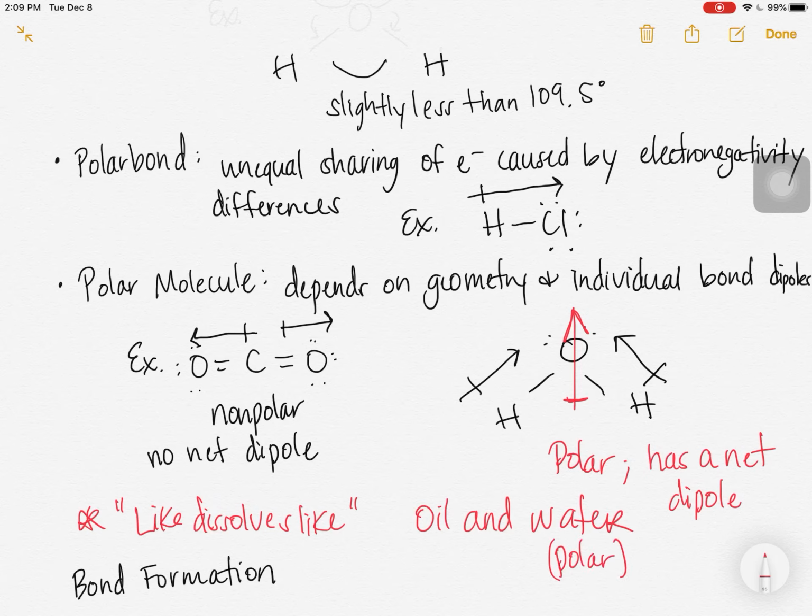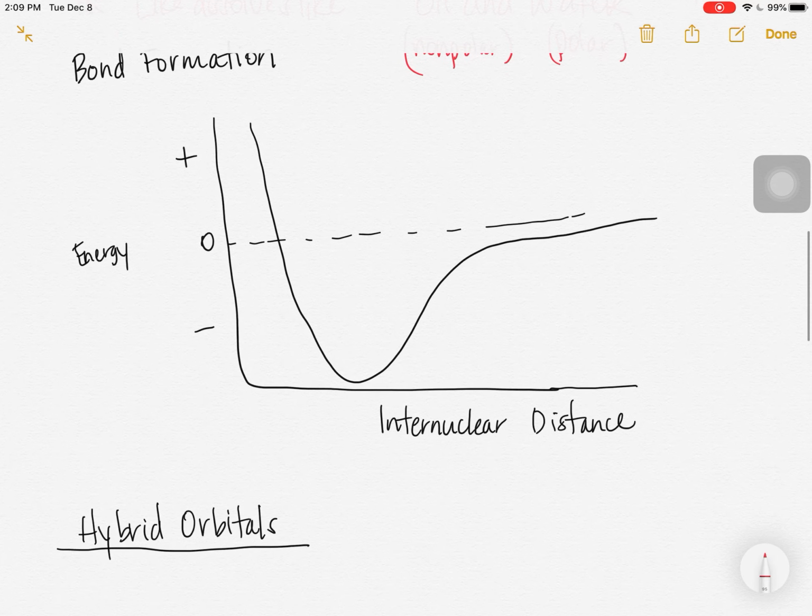We know that oil and water don't mix. Well, we just confirmed that water is polar. And so knowing this, like dissolves like, what we then have to know is that oil must be nonpolar because the two don't dissolve in each other. Okay.